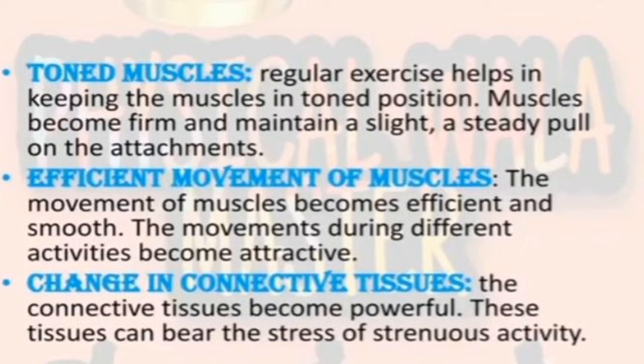The last point is improves reaction time. As a result of regular exercise, the speed of the nerve impulses increases, which ultimately improves the reaction time. Thus, nerve impulses move very quickly through motor nerves from the nervous system to the muscle fibers. Owing to this, the reaction time improves. And so these were the effects of exercise on the muscular system.